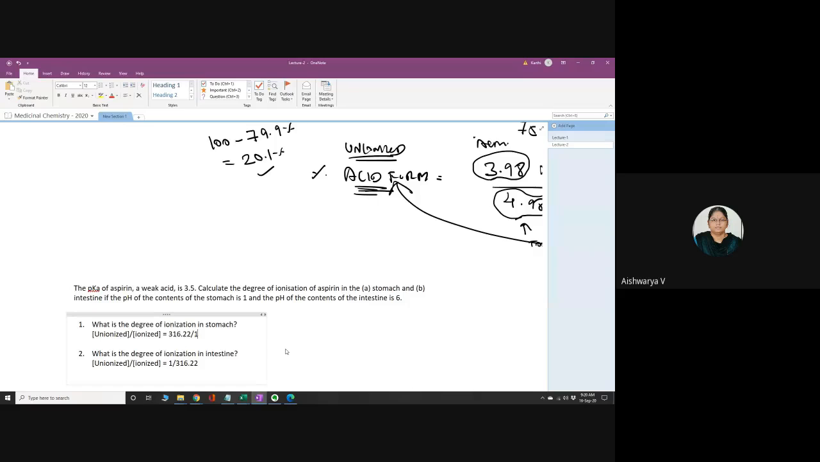Yes, sir. So at what pH is the degree of ionization more? In the stomach or the intestine? In which one will more molecules be in their ionized form?